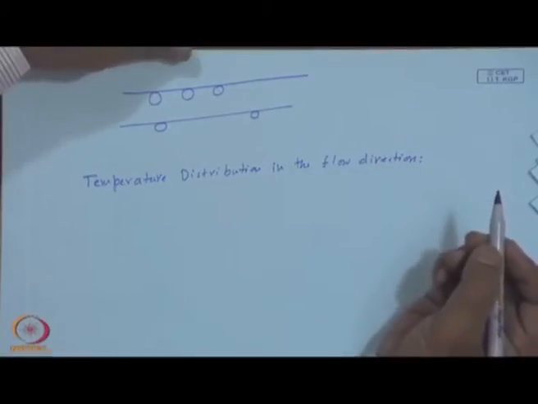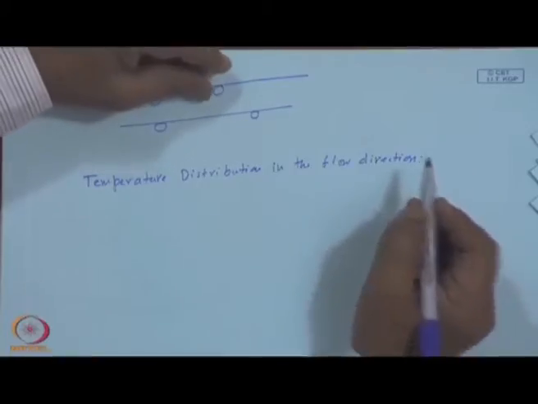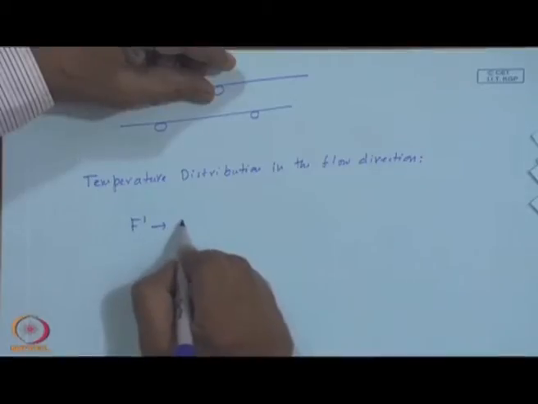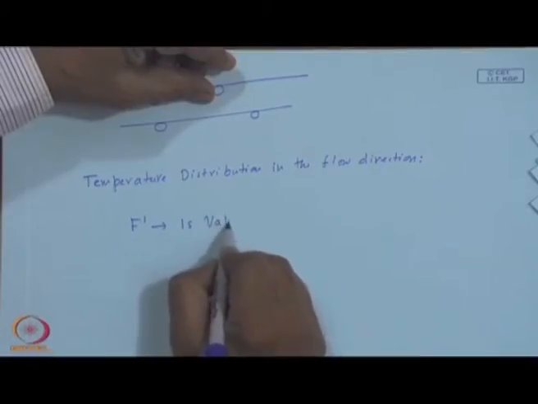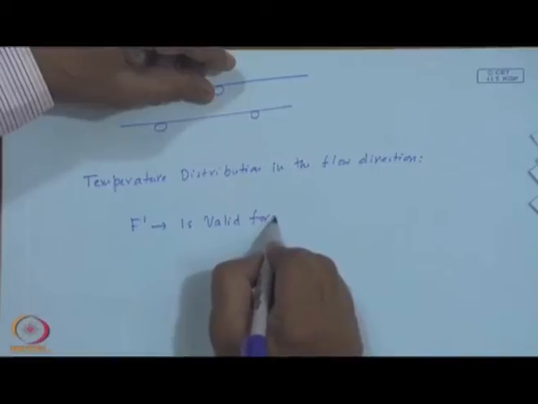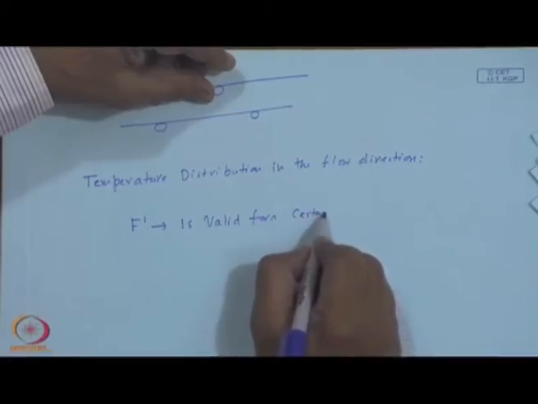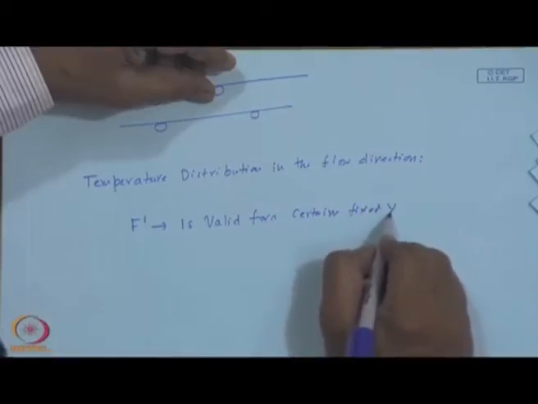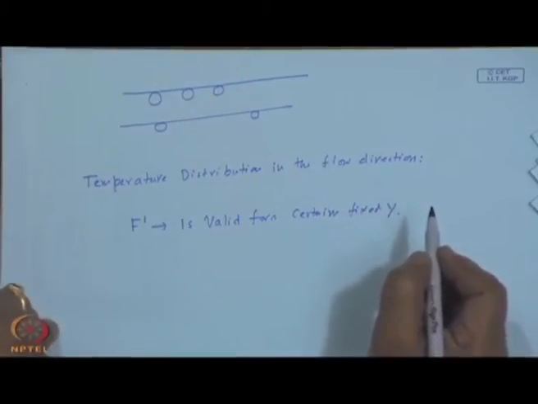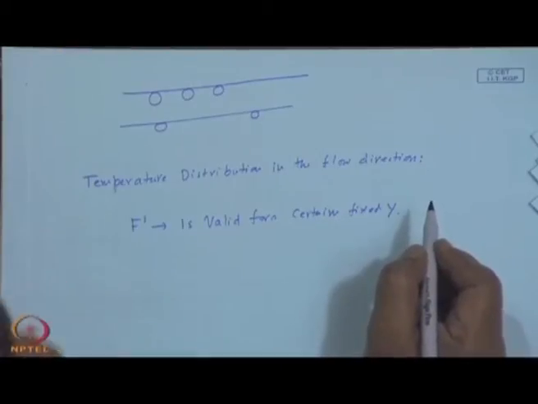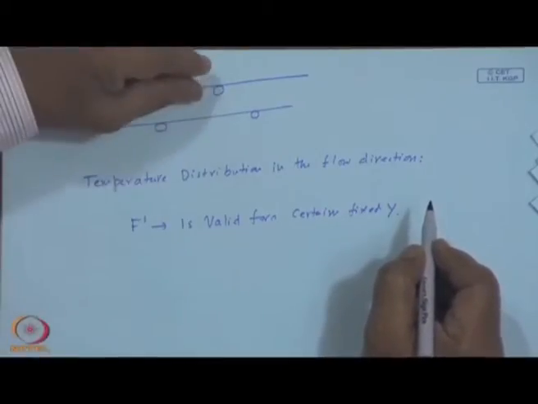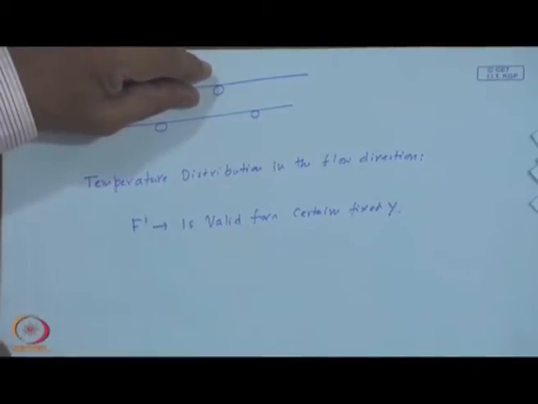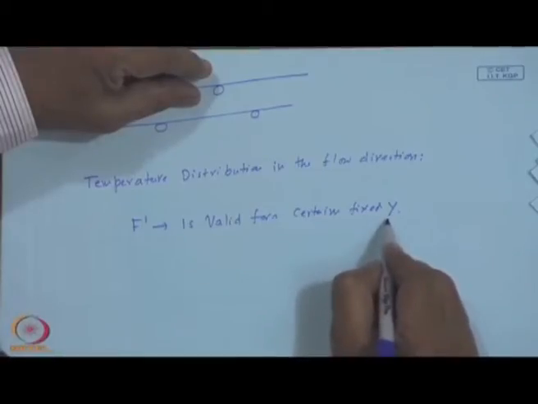One of the important things that we have to remember before we go into this, F dashed is valid for a certain fixed y. So, in principle it can be changing with respect to y, or one may define a particular average sort of F dash depending upon y chosen.